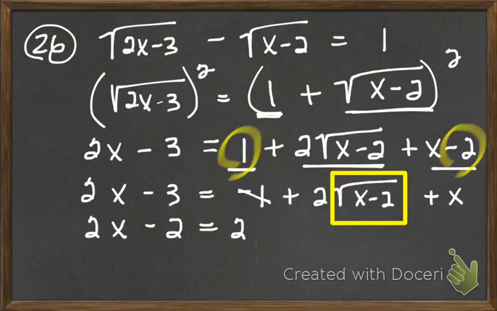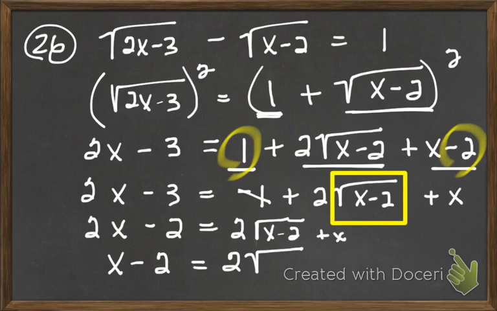And then I'm left with 2 times the square root of x minus 2 plus x. How do I move the x? Subtract x. That's going to give me 1x minus 2 is equal to 2 times the square root of x minus 2. And then finally, I almost have the square root of x minus 2 by itself. I've got to move the 2 times the square root, so I have to divide by 2.